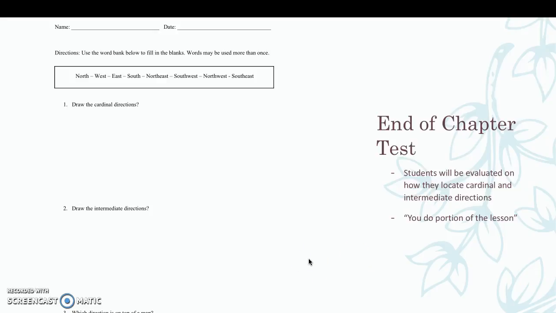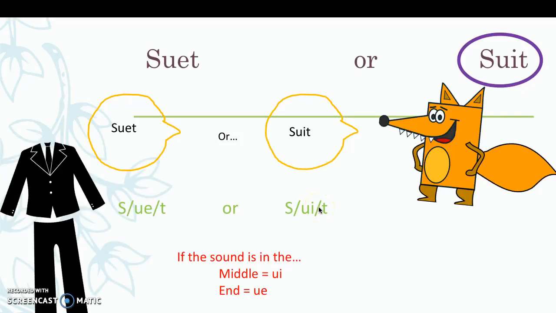Students will be able to locate... On the next content area, it is reading. And the grade level for this activity is first grade.